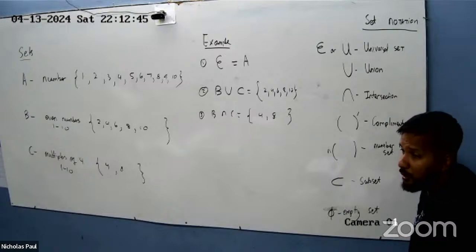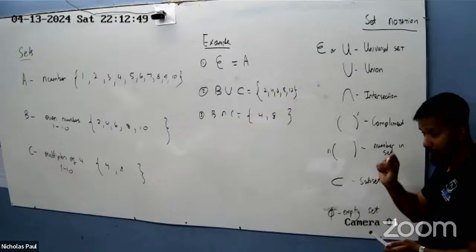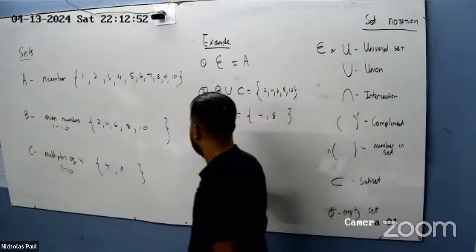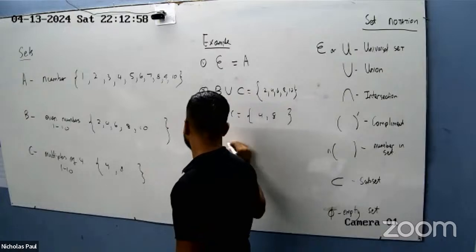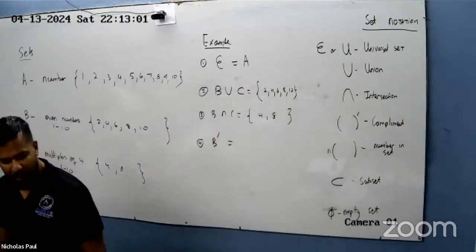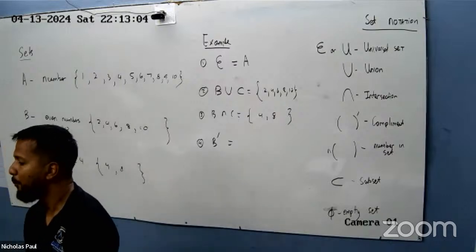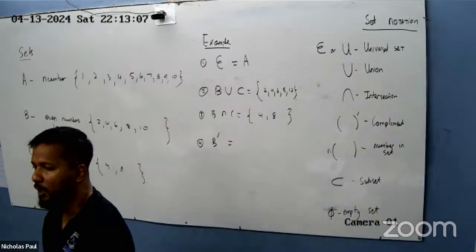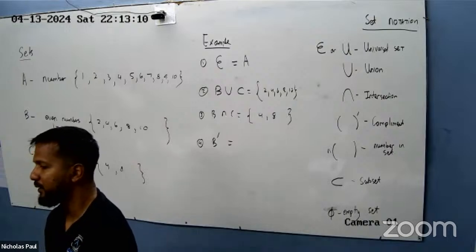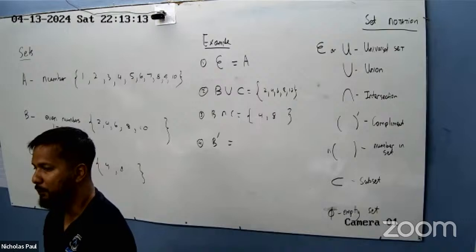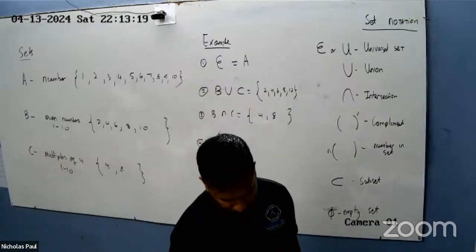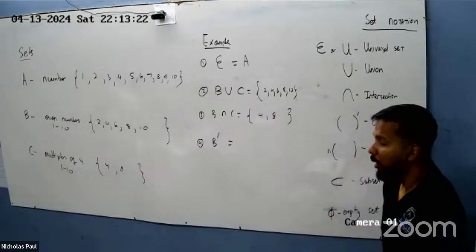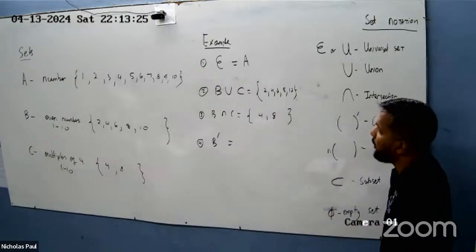Complement now. Right? Complement is all the elements that do not belong to the set, but belong to the universal set. Write this one down: all the elements that do not belong to the set, but belong to the universal set.